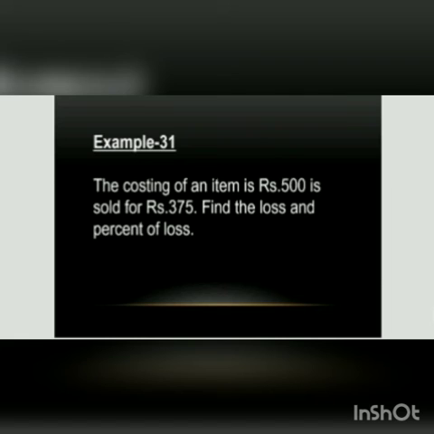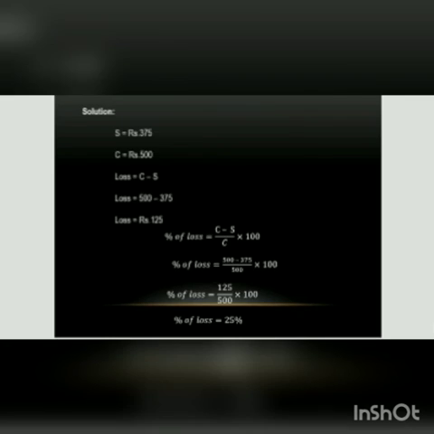So it is stating that the cost of an item is rupees 500 and it is sold for rupees 375. Find the loss and percentage of loss. Starting the solution, we will simply write down the given data here. S is equal to 375 rupees. Cost is 500 rupees. We can find out the loss by subtracting C minus S. And substituting the values will give us the answer as 125 rupees.